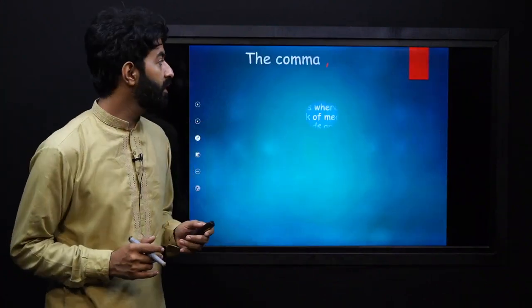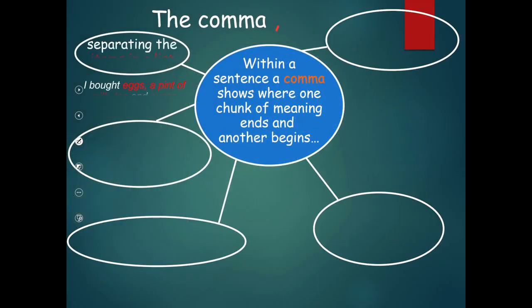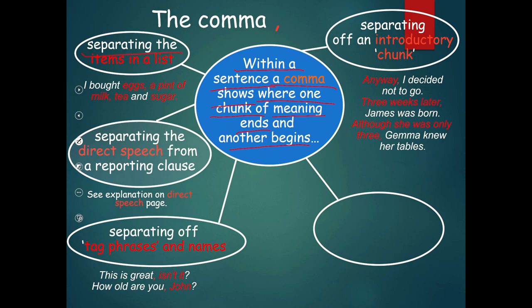So let's move forward. Let's talk about comma. The comma is used within a sentence. A comma shows where one chunk of meaning ends and another begins. So it is also used for separating the items in a list. For example, I bought eggs, a pint of milk, tea and sugar. So when we are mentioning more than one thing, we use commas to separate them.